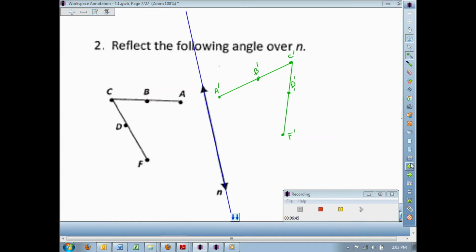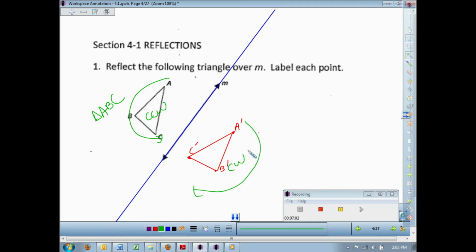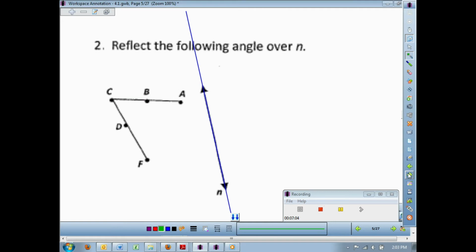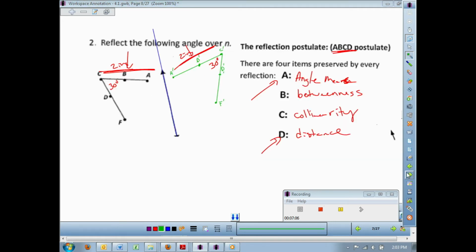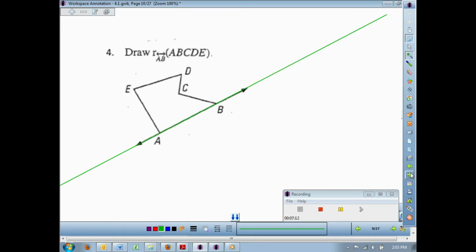We can go back and see right here in that first problem that we did with the triangle, if I call it triangle, come on, keep going backwards. If I call this triangle ABC, then triangle ABC, going around in that order, is counterclockwise. To go A prime, B prime, C prime, you would go clockwise. So reflections do not preserve orientation. They preserve these four things: angle measure, betweenness, collinearity, and distance. But one thing not preserved is orientation.